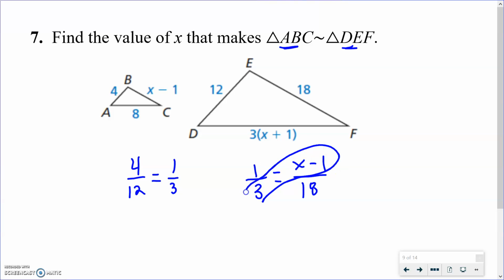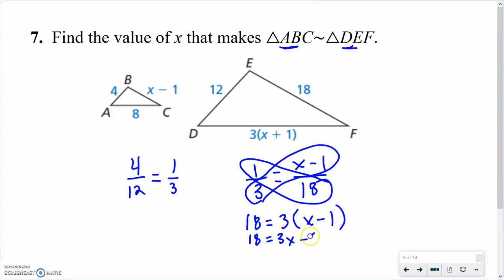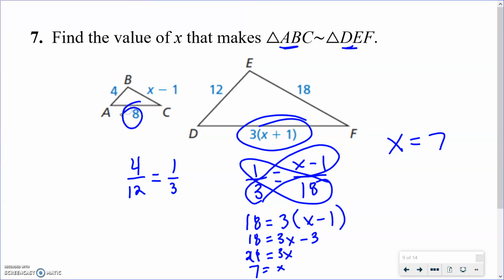So I'm going to cross multiply. 18 equals 3 times x minus 1. So 18 equals 3x minus 3. And so 21 equals 3x, and so x equals 7. And that should also be what you get if you used these two sides to solve for the missing piece.